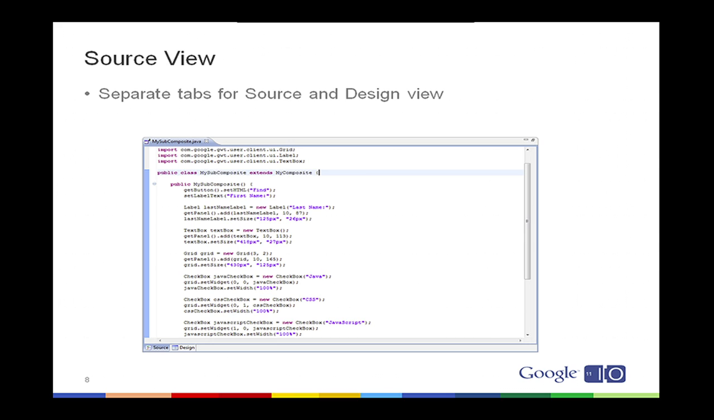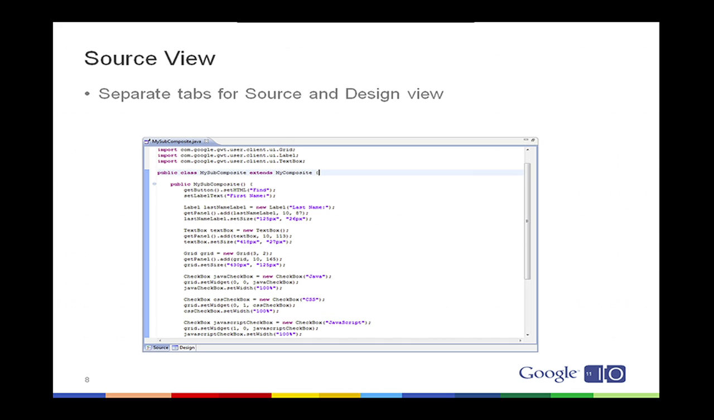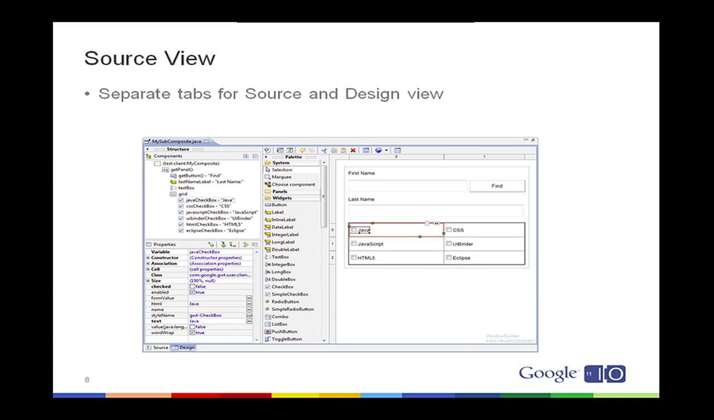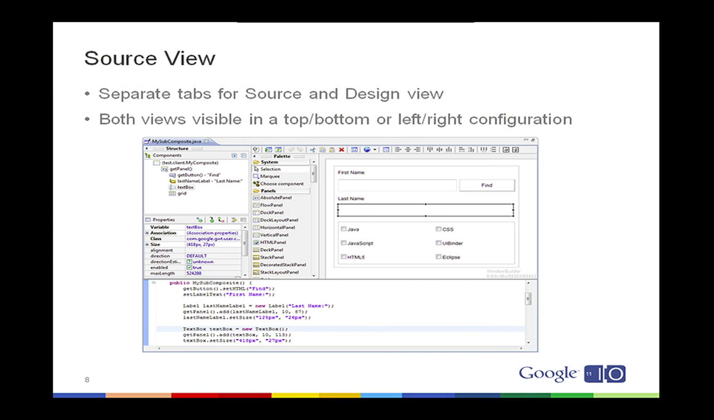Source view. Again, there are separate tabs for the source and the design view. You can switch back and forth between those very easily. If you're someone who likes to see the design view and the source view simultaneously, you can also put it into a mode where you can see both of them in a top-bottom or left-right configuration like this.